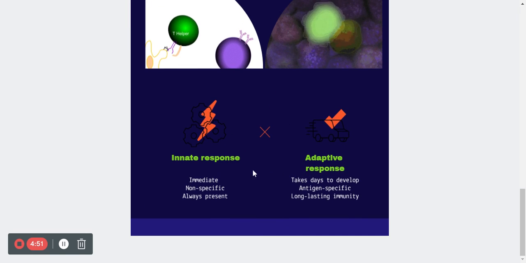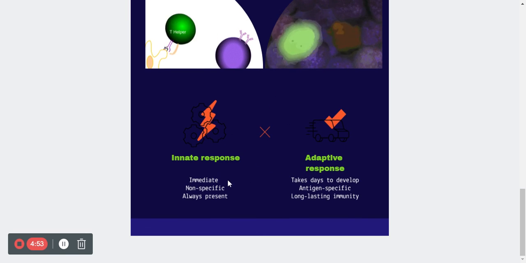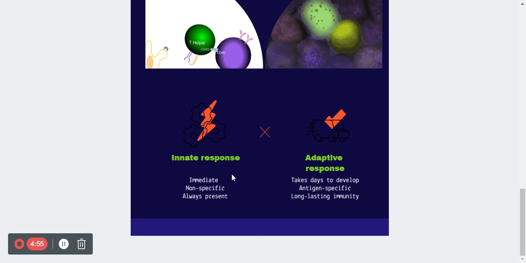The key differences between the innate response and the adaptive response is that the innate response is always present. It is immediate and it is non-specific. It could be activated for any kind of pathogen, whether it be a virus or a bacteria. But the adaptive immune response is an antigen-specific response. That's why it takes a little time to develop. It's also going to provide us with a long-lasting immunity.